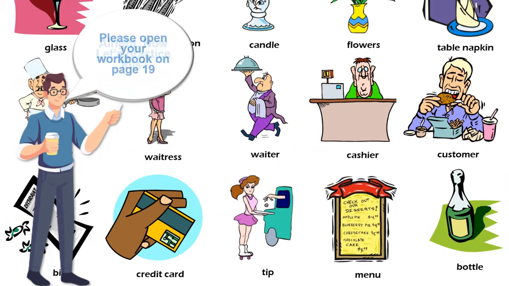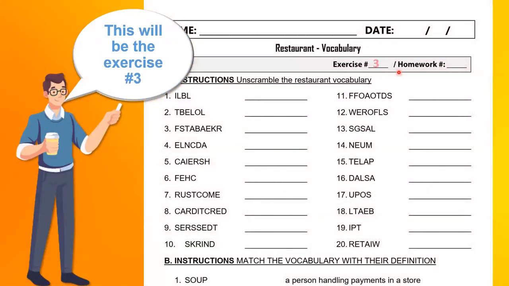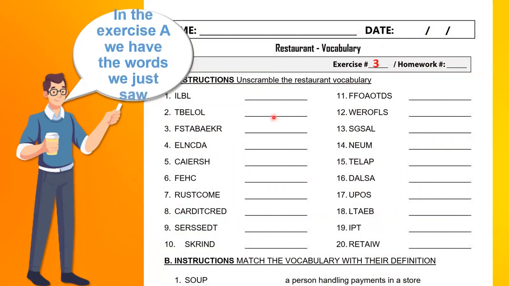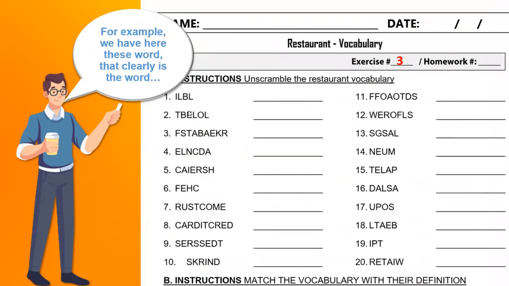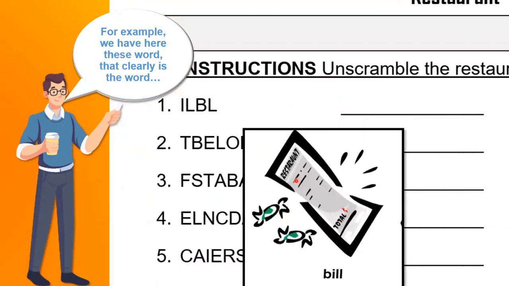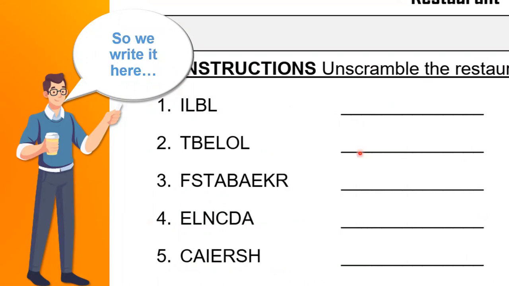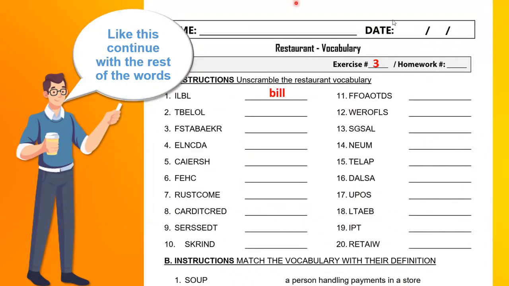All right, now let's practice this. Please open your workbook on page 19, and this will be exercise number 3. Here we have the words we just saw, but they are scrambled. You must unscramble them to write the correct words. For example, here we have this word that clearly is the word bill. So you're going to write it here, bill. Like this, continue with the rest of the words.